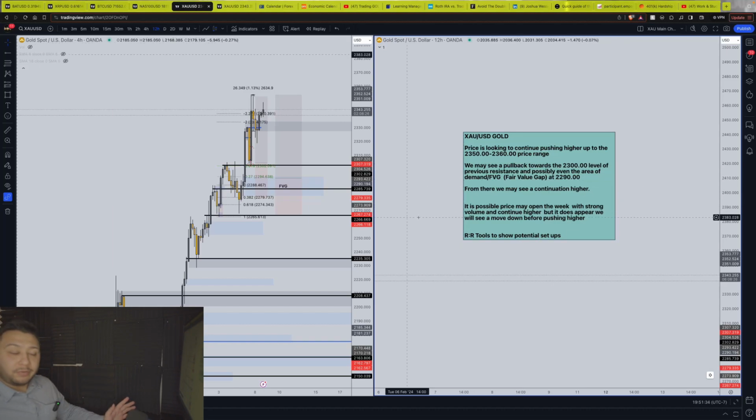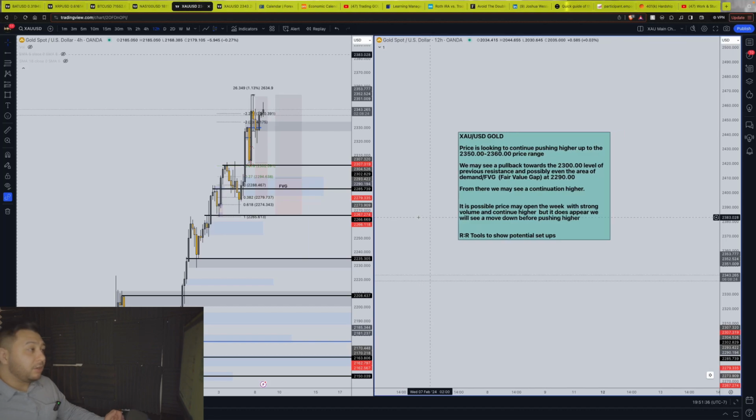But it's just another point of liquidity. So from there, we may see a continuation higher. And I said it's possible price may open the week with strong volume and continue higher, meaning opening bullish without a pullback, or I stated that it does appear we will see a move down before moving higher.